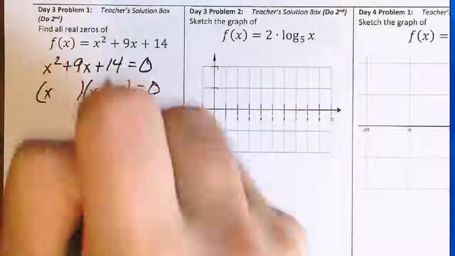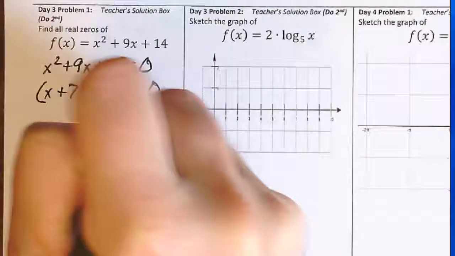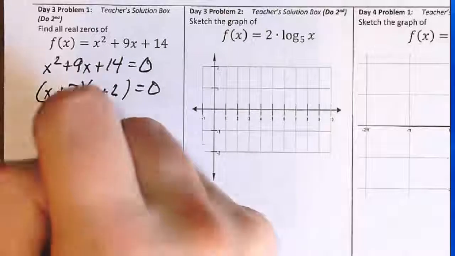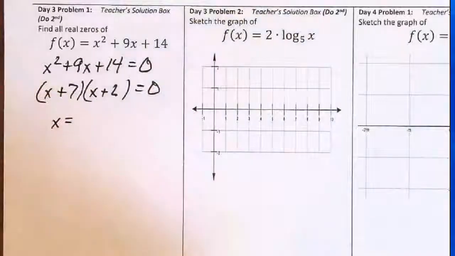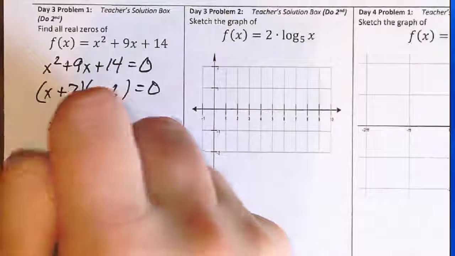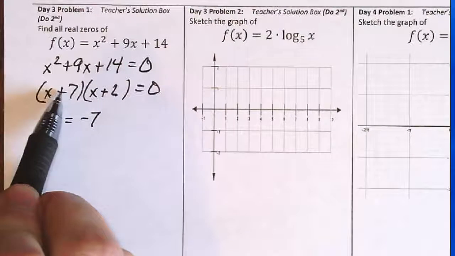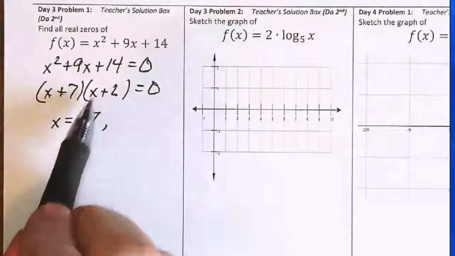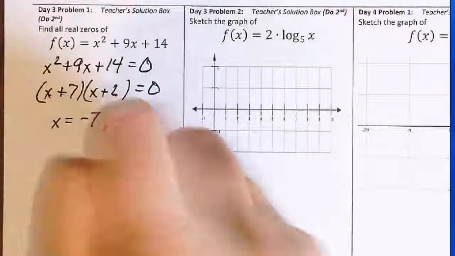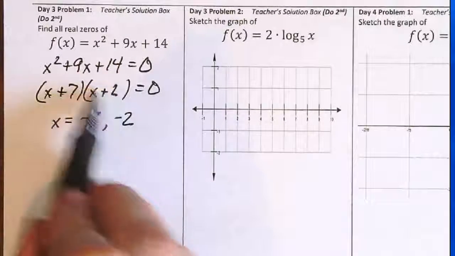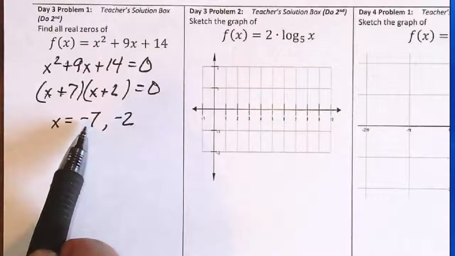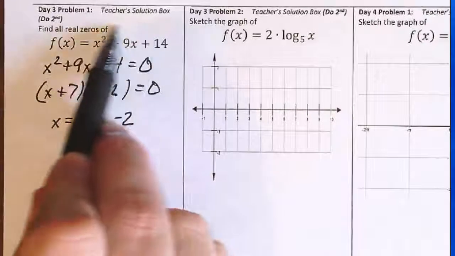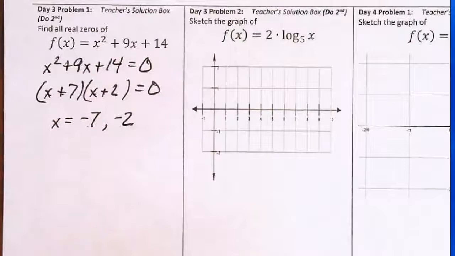X times x is the x squared, and positive 7 times positive 2 is the 14, and the outer and inner products add up to 9x. From this, we can find the two zeros. The first zero is negative 7, because negative 7 plus 7 would make this factor equal 0. And the other zero is negative 2, because negative 2 plus 2 would make this factor equal to 0. Using either negative 7 or negative 2 in the original function would make function f of x output 0.